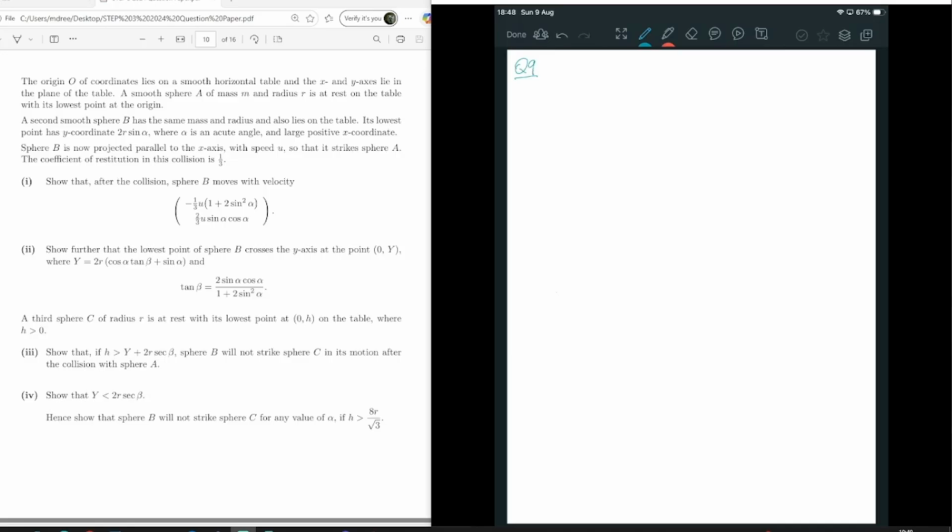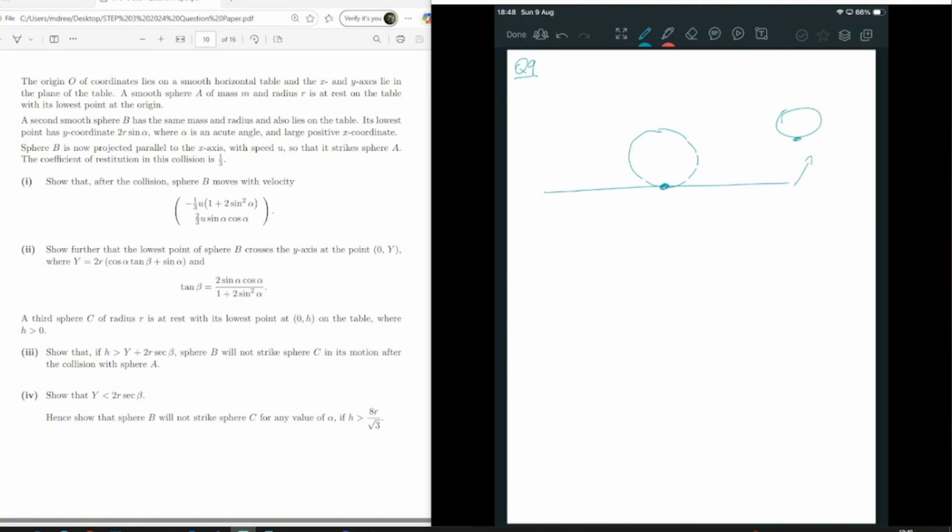We have a large smooth table. X and Y axis line the plane of the table. A smooth sphere is placed with its lowest point at the origin. So if I'm looking side on, that means I've got my sphere and it's this point down here that I care about. A second smooth sphere has the same mass and radius, that's convenient, also lies on the table. Its lowest point is a y coordinate of, and my y coordinate's kind of deep in that way, and a large positive x coordinate. So this sphere is over here somewhere.